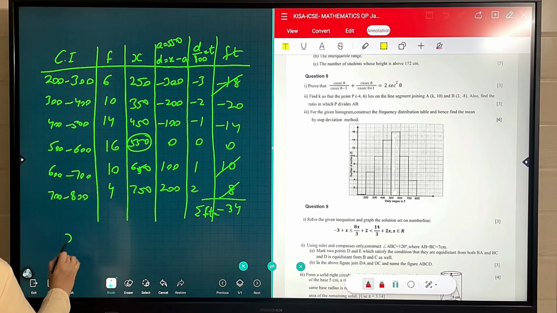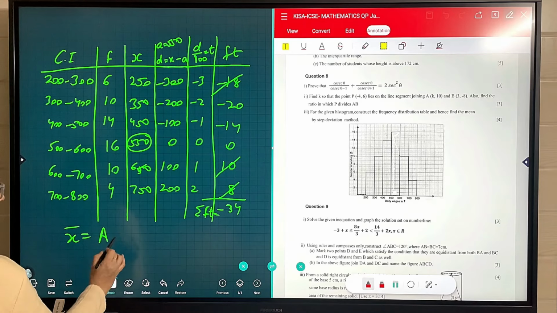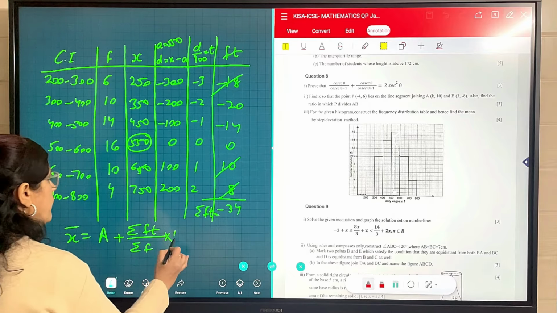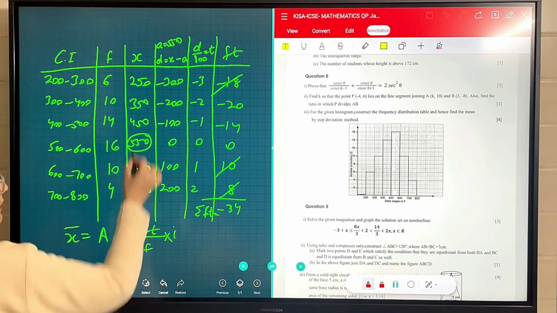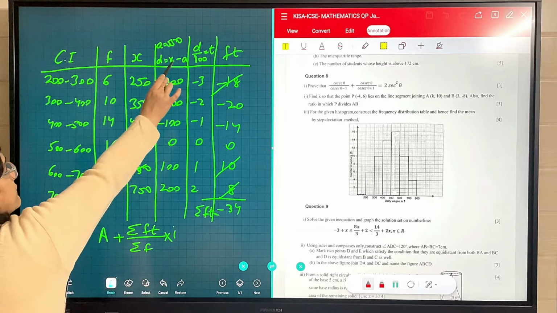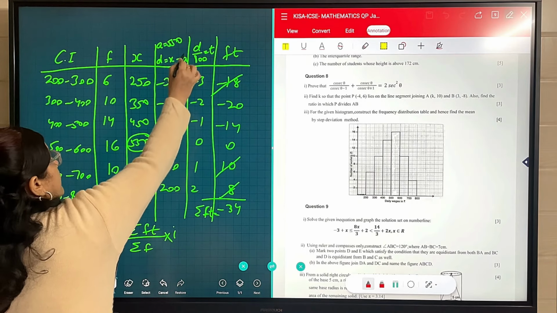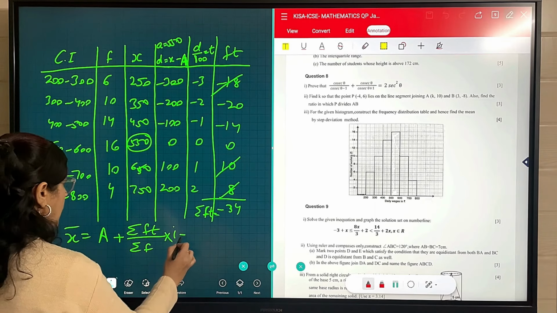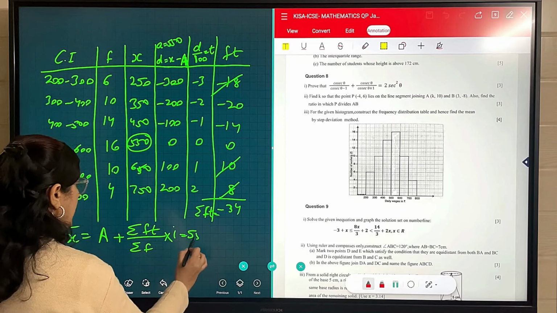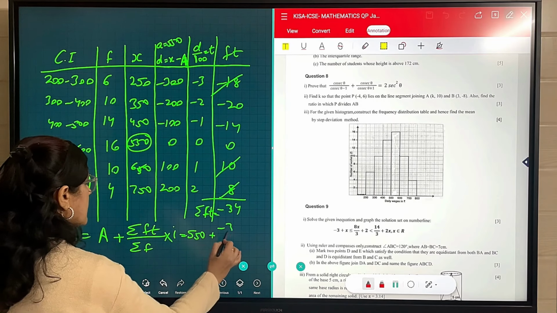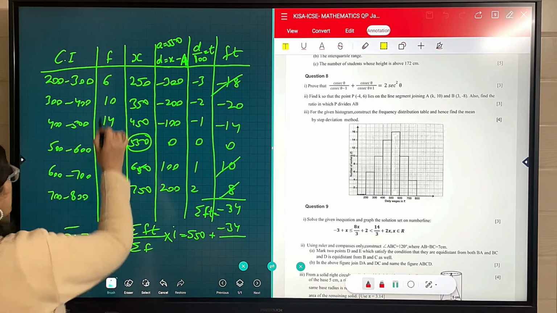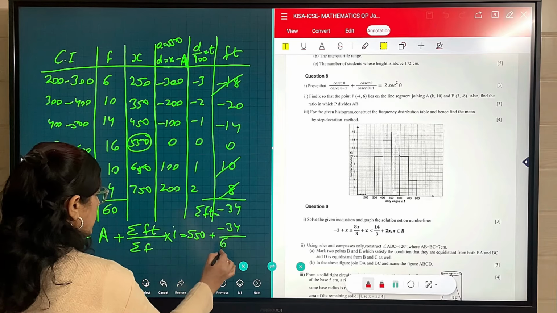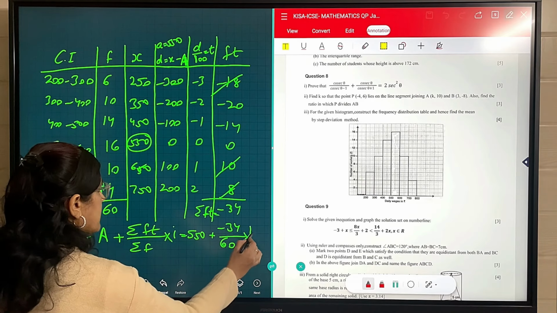Now the formula for the mean is equal to the assumed mean plus sigma ft divided by sigma f, and into whatever interval with which we have divided, we have to multiply. Whatever we have subtracted, we have to add. If I have taken capital A, we have to take the same symbol both ways. So now the assumed mean I have taken as 550, plus sigma ft is minus 34, divided by sigma f. Here the value of sigma f is 60. So we have to divide by 60 and then i is 100.